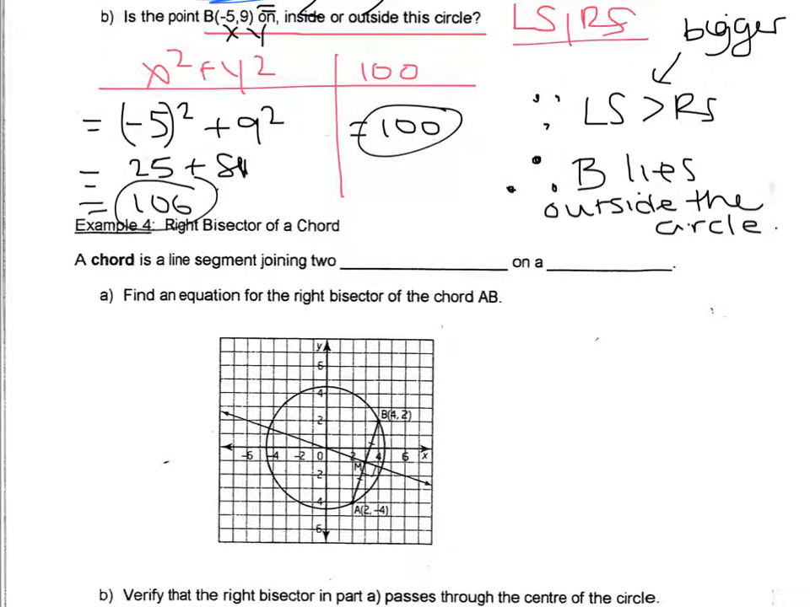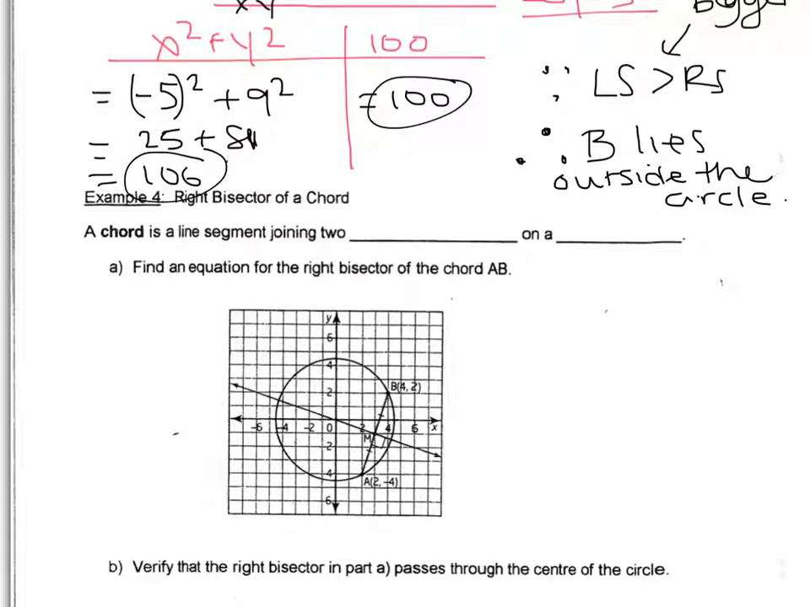Example 4 looks at the last piece of vocabulary you need to know for circles, and it's the chord. A chord is a line segment that joins 2 points on a curve. So it doesn't need to be necessarily a circle, but any curve. So we can have a chord, later on we'll look at parabolas, we can have a chord in a parabola as well. So if you join 2 points on a curve, it's called a chord.